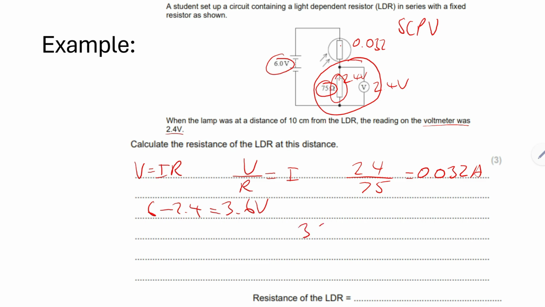So we do 3.6 divided by 0.032, and that should give us our resistance. That will equal 112.5 ohms. And make sure you don't forget the units.